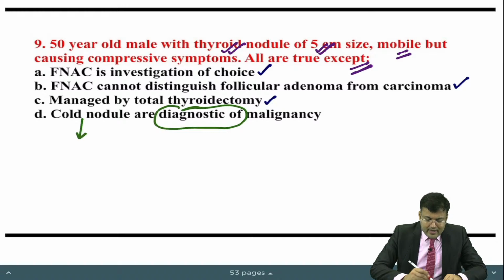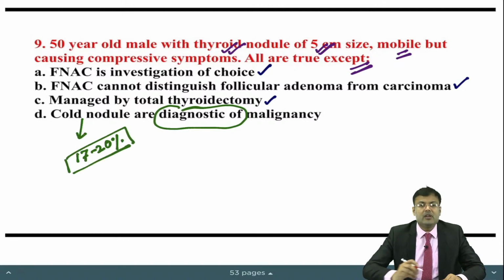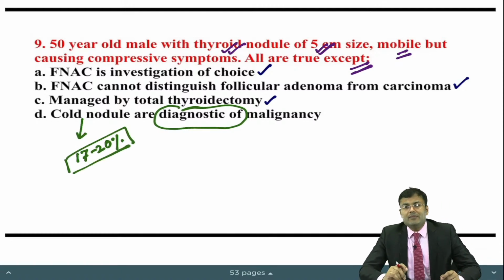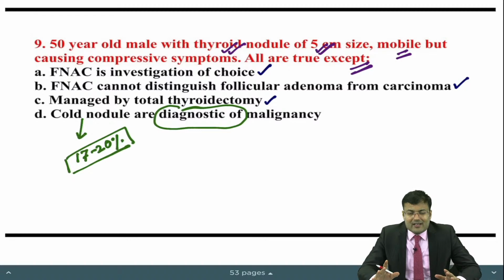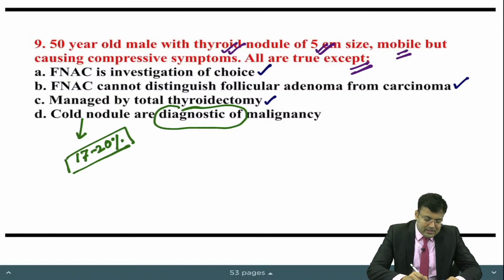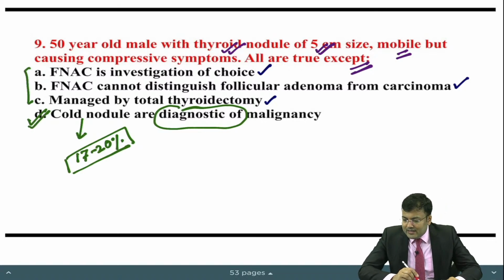First you tell me in what percentage of cold nodules there is malignancy. Only 17 to 20%. So only in 17 to 20% of patients with cold nodule there is malignancy, right? So it is not diagnostic of malignancy. So what is the correct answer for this question? It is D. The rest 3 options are correct. Clear?